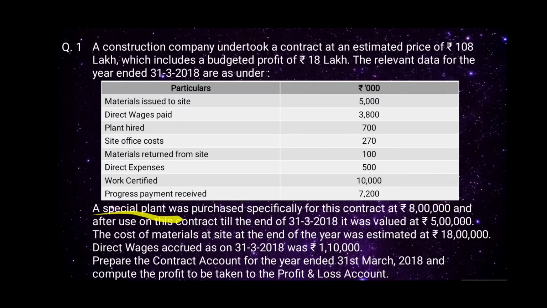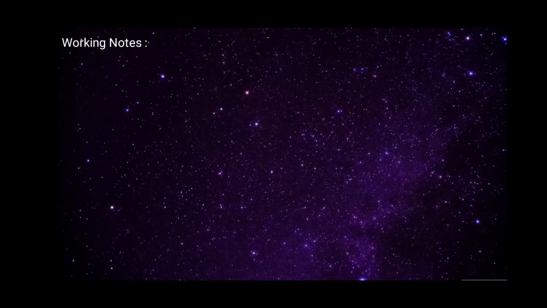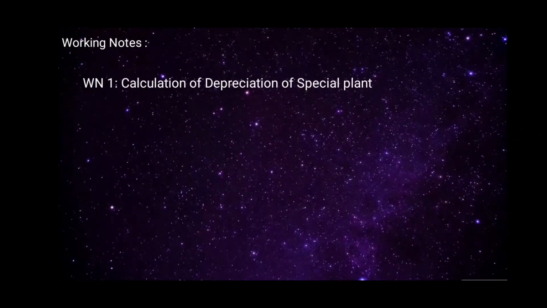A special plant was purchased specifically for the contract at rupees 8 lakh, and after use on this contract till the end of 31st March 2018, it was valued at rupees 5 lakh. So let us calculate the amount of depreciation. So we need to prepare working note. So working note number 1, calculation of depreciation of special plant.